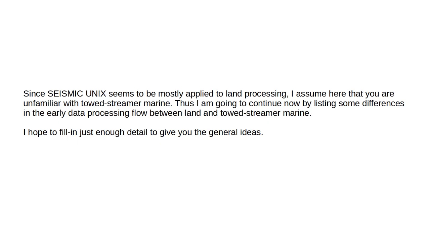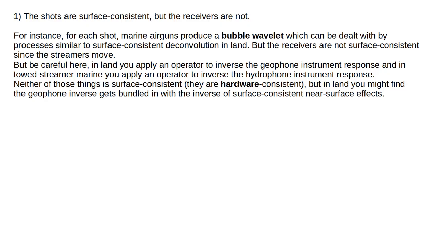For the rest of this video, I'm just going to highlight some differences between the early data processing flows of land and towed streamer marine. Shots are surface consistent, but receivers are not. The local ocean conditions at the air gun array are the same for all traces of a shot. But the local ocean conditions are different at each receiver of that shot. And for the next shot, the receivers have moved, and anyway, the ocean conditions have changed.